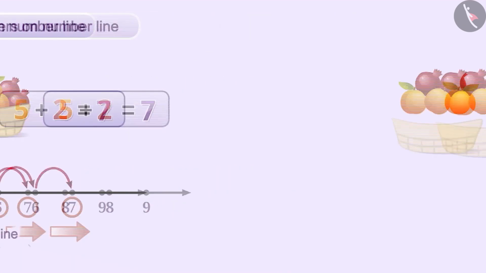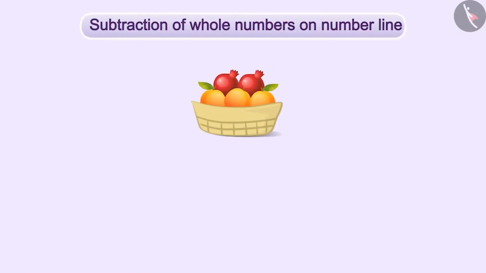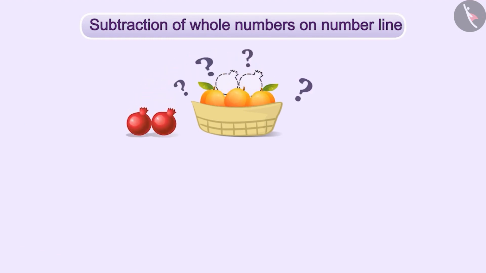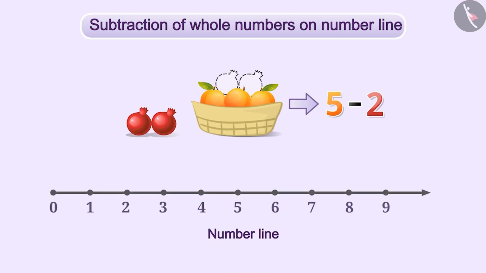Now let us learn how subtraction of whole numbers is represented on the number line. Suppose we remove 2 fruits from 5. Then, how many fruits will be left? To find the value of this, we need to subtract 2 from 5. Let's express it on the number line. First number is 5, so we will start with 5 on the number line.